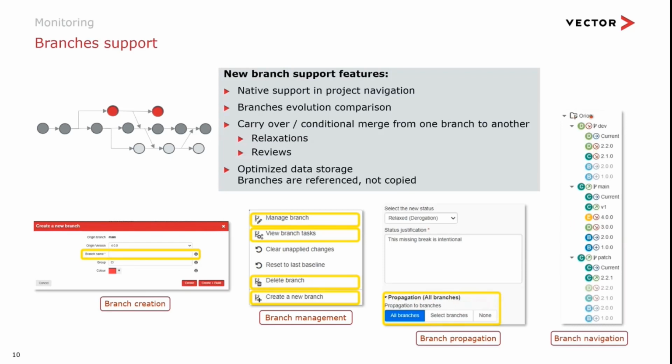This is a project called Orion. It has this specific icon here, meaning that it is branched. And you have 3 branches: dev, main, and patch. So what happened in Squore is that we started with the main branch.